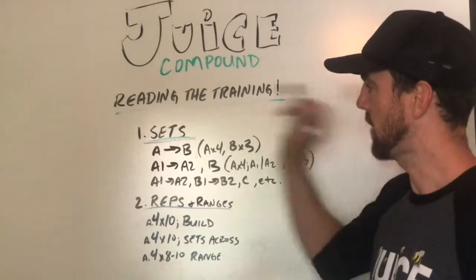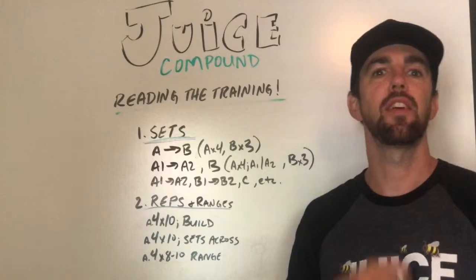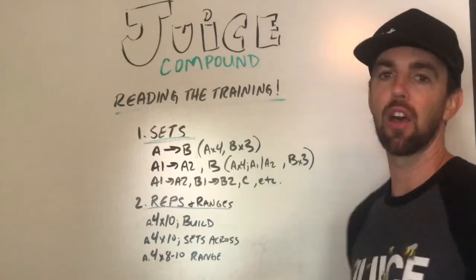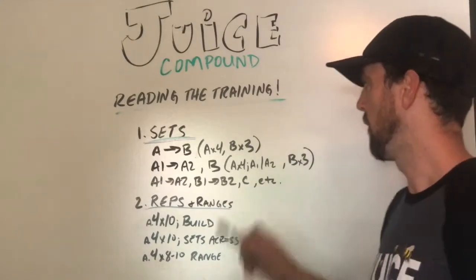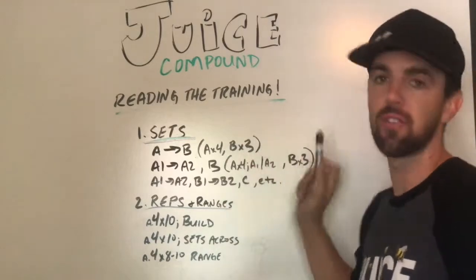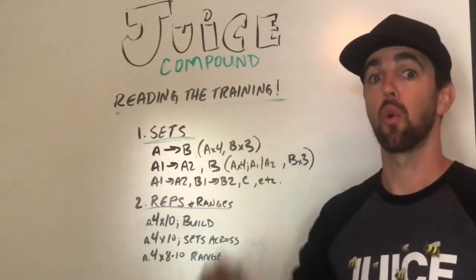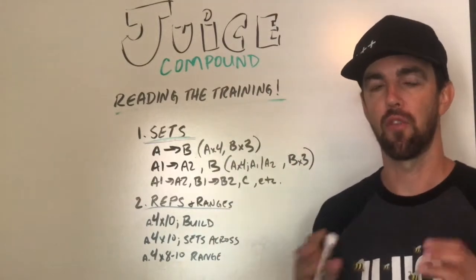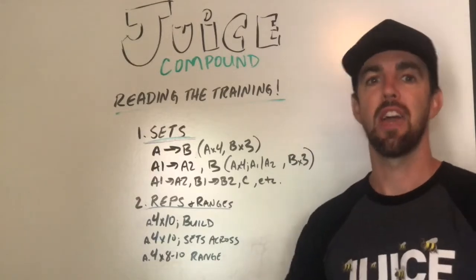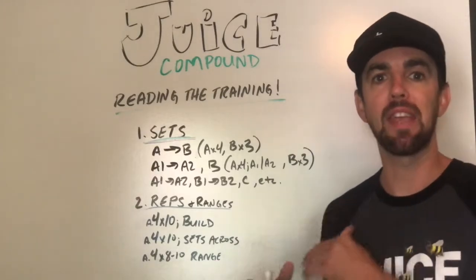Okay, so from the sets, you'll see we write it usually A, then B. And there might be a certain amount of sets with A. Let's say it's 4 sets with A and then 3 sets with B. So what you're going to do is all 4 sets of the first part, A, first, and then go to training block B next.